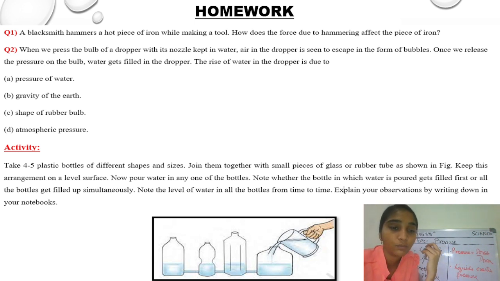And one activity which you have to perform is that you have to take 4 or 5 plastic bottles of different shapes and sizes and join them together with small pieces of glass or rubber tube, as shown in this figure also. You have to keep this arrangement on a level surface. Now pour water in any one of the bottles. Note whether the bottle in which the water is poured gets filled first or all the bottles get filled simultaneously. Now you have to note the level of water in all the bottles from time to time. Then explain your observations by writing in your notebooks.